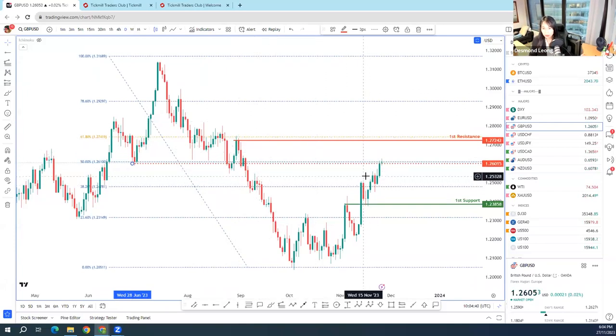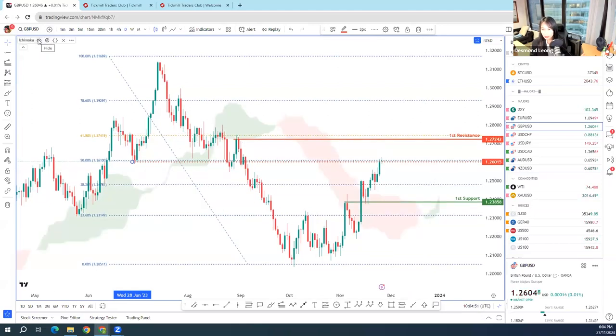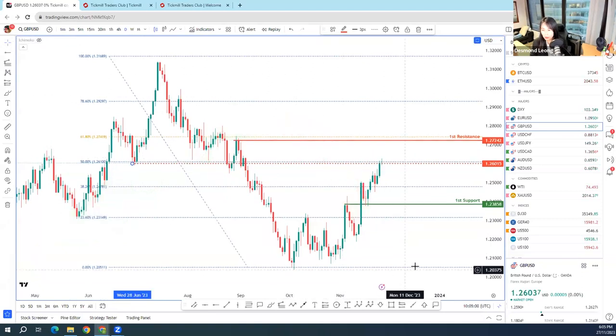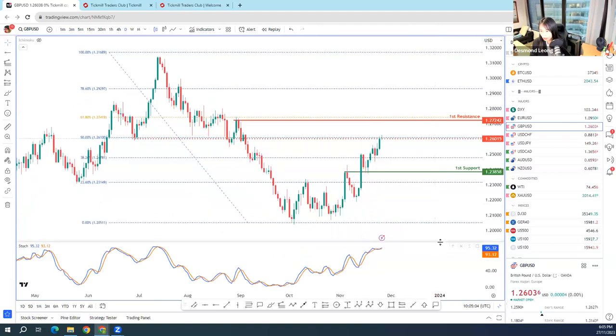Okay, for me personally, I'll first draw out the support and resistance level, and also look at the trend right now, whether it is above or below the Ichimoku cloud, whether it's bullish or bearish momentum. And I will also look at other technical indicators like the stochastic level over here.